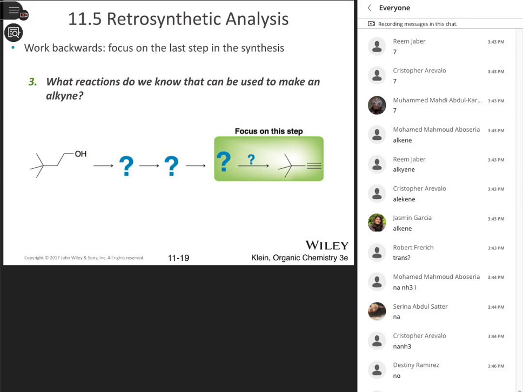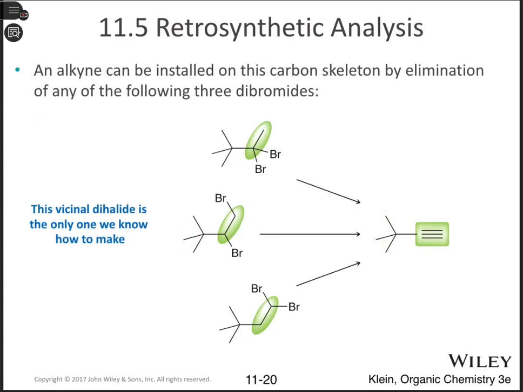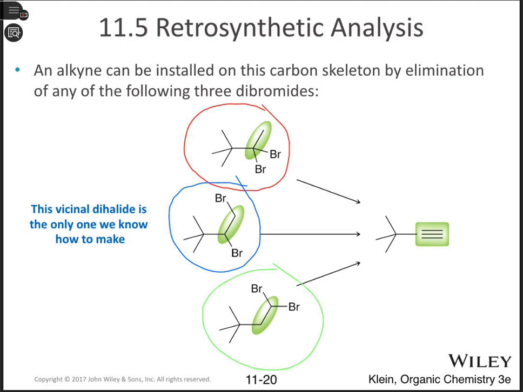That means this alkyne, I can make it from a dibromoalkane. And when I make it from a dibromoalkane, I'm going to show you the different possibilities. Would you use this dibromoalkane, or this one, or this one? Or does it matter? Why not red or green?